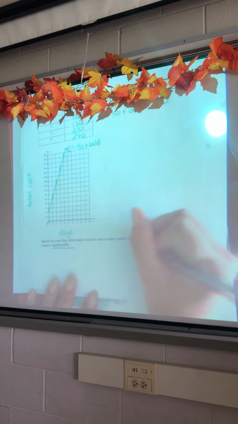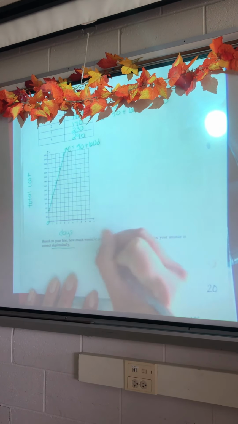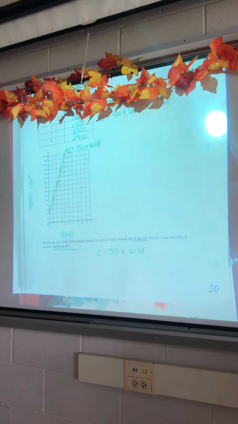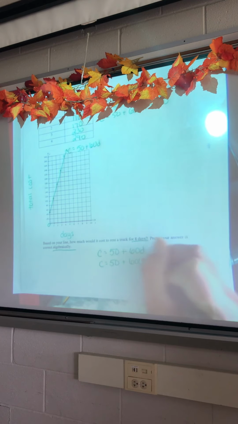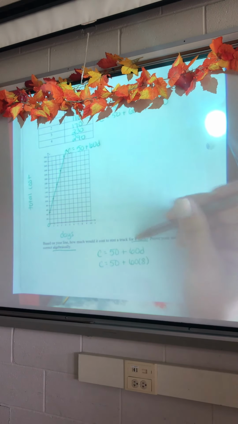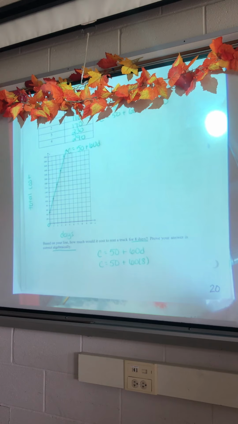So if we're looking for 8 days, I'm going to take that same equation, C equals 50 plus 60D, and where D is, I'm going to plug in 8 because D stands for number of days, and we said 8 days. So then we have C equals, if we type this into our calculator, we should get 530. So we have now finished page 20.